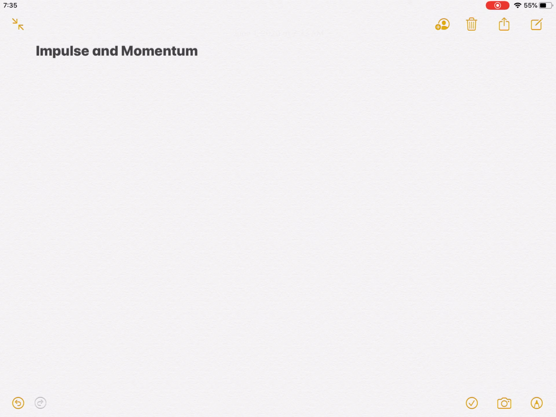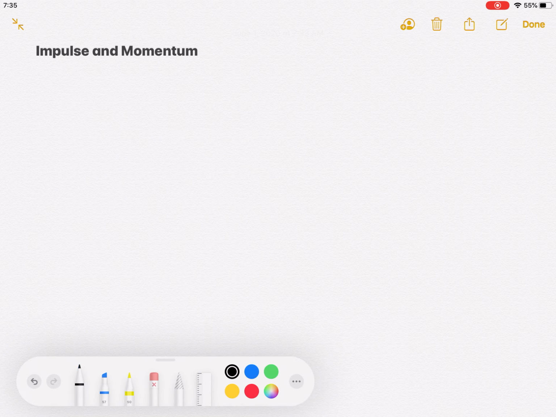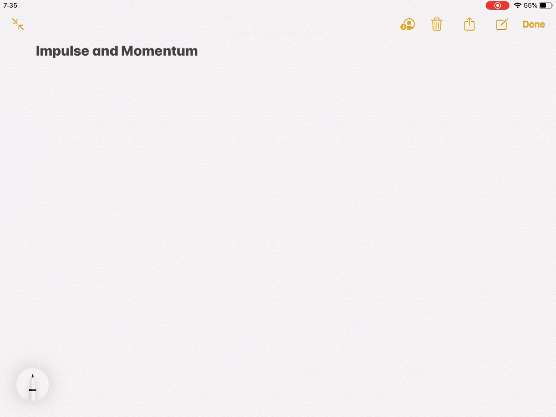So there's a quantity that's useful in describing the net effect of a force on an object. So let's imagine we have an object, right? And we have a force acting on that object for some amount of time, right? For something like delta t.